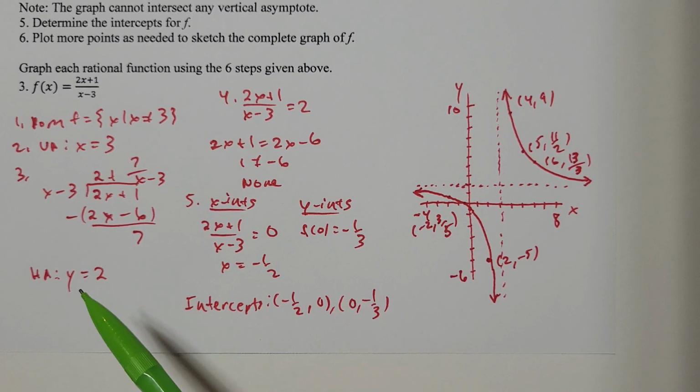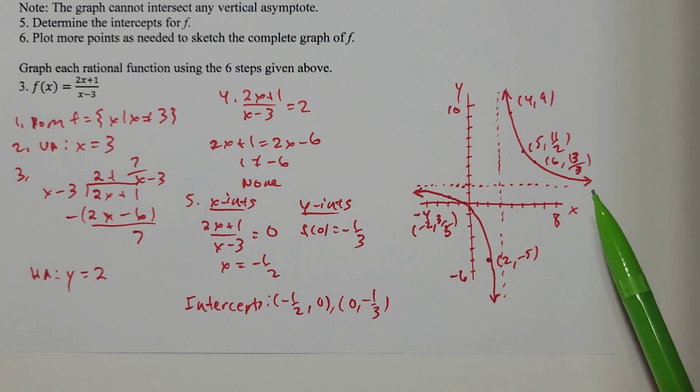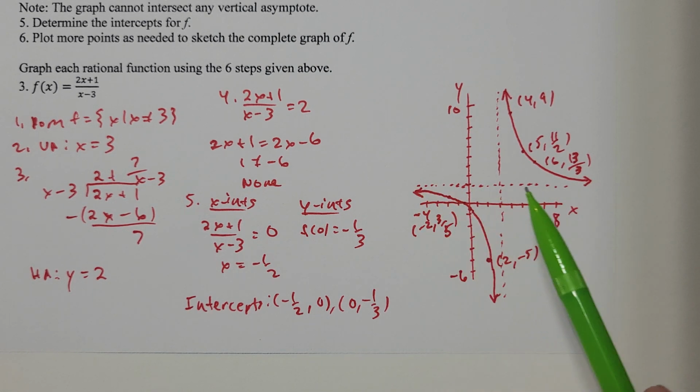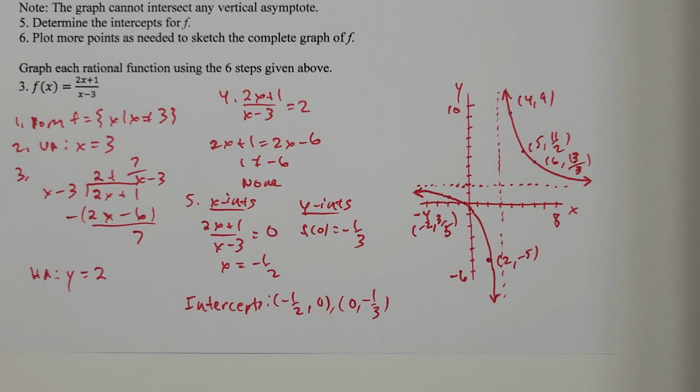And through division, we found that there's a horizontal asymptote at y equals 2. So go ahead and make a dotted line at y equals 2. We don't cross the horizontal asymptote, so we don't have to worry about that. And then there's 2 points on the graph. Negative 1/2, 0 is right here, and 0, negative 1/3 is right there.